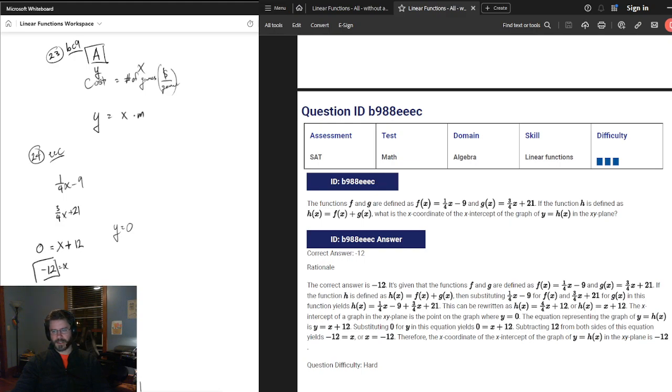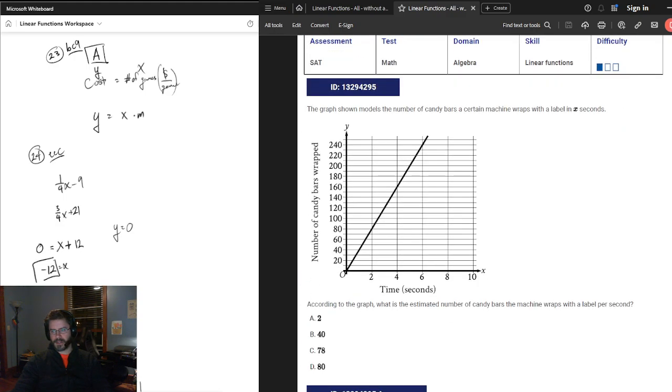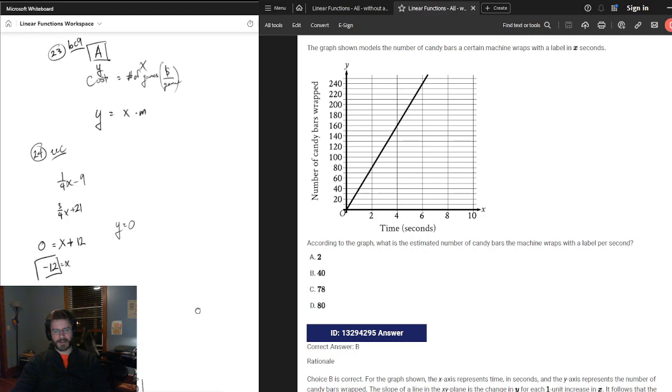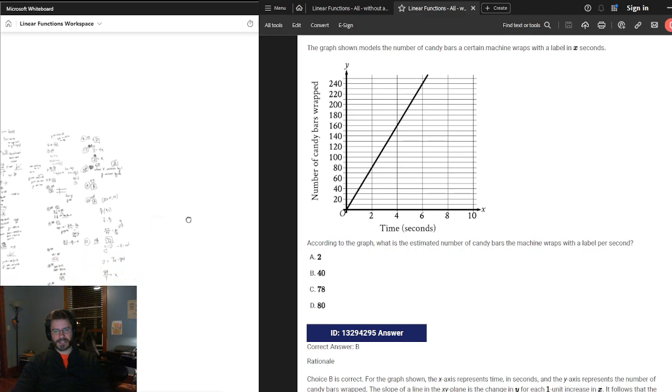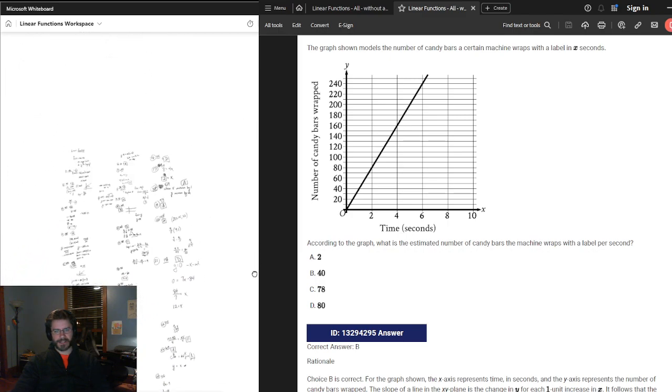EEC, negative 12. And 295 we got B. Excellent. Yeah, I was accidentally zoomed way out on that, so those notes ended up being a lot longer.